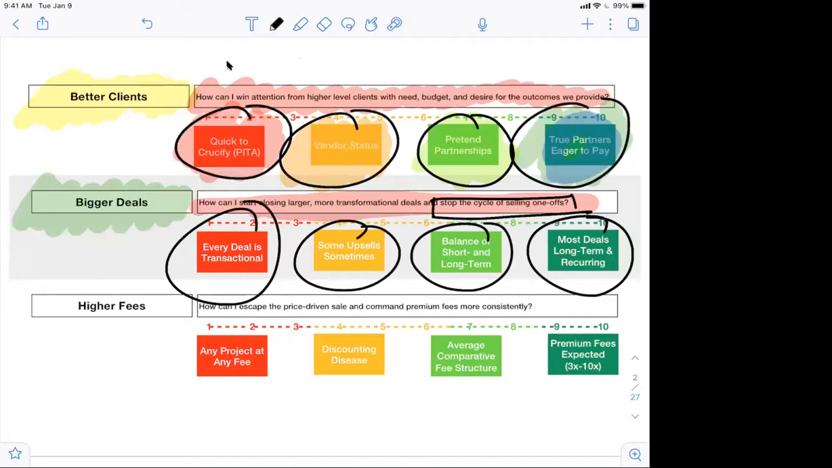So again, it's a continuum, it's a spectrum. Pop in the chat, where are you on the bigger deals spectrum right now? Lots of one-offs, occasionally upselling and cross-selling once in a while, a good balance of short-term and long-term, or most of your deals are relational and long-term. So let's see where we're at. All right, good, good, good.